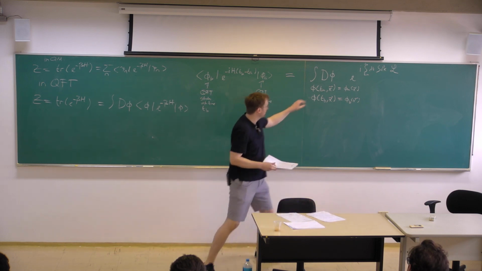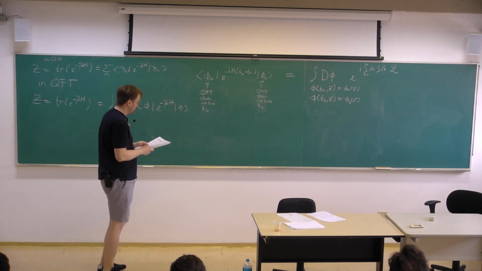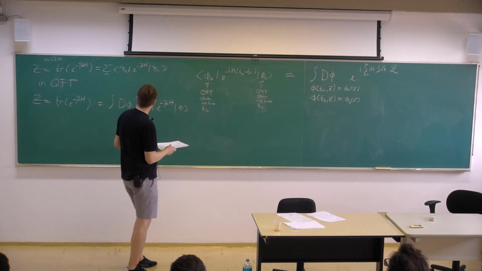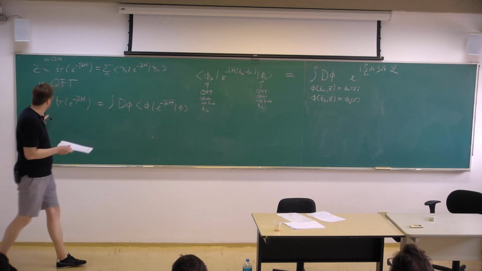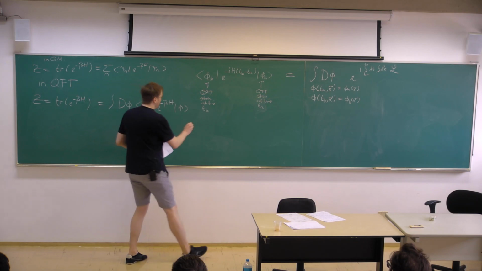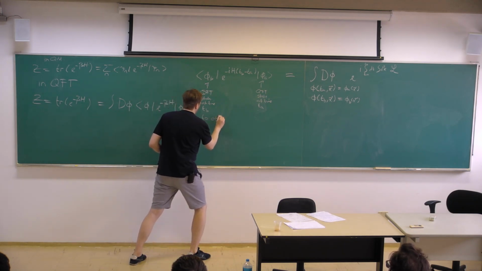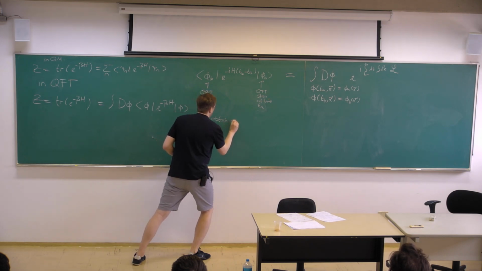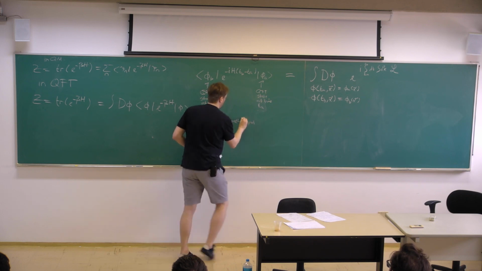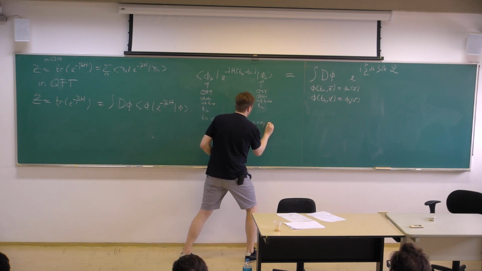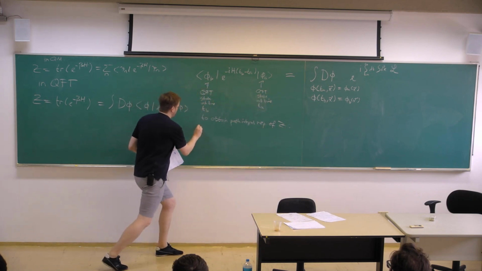And here I'm thinking, for now, just of a scalar field theory, right? In order to make this side and this side equal, and to get a path integral representation of my partition function Z, I need to do the following steps.